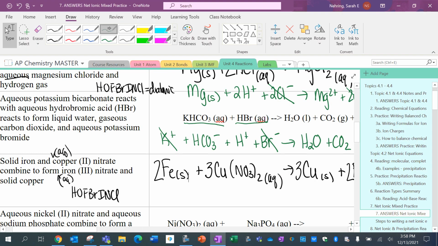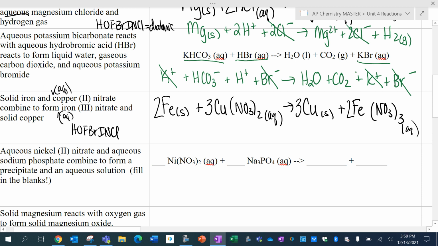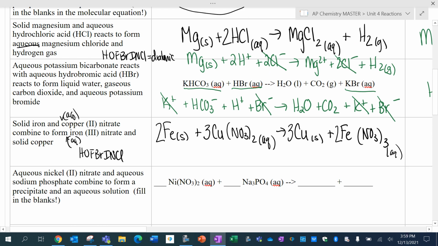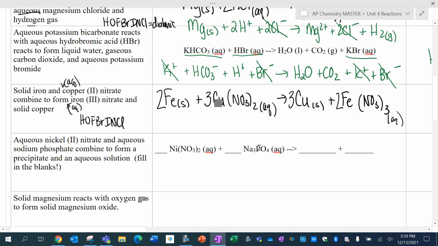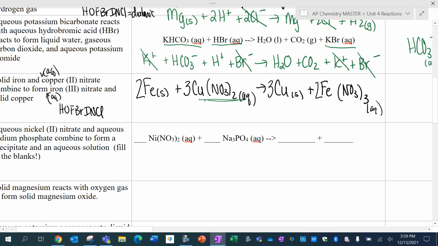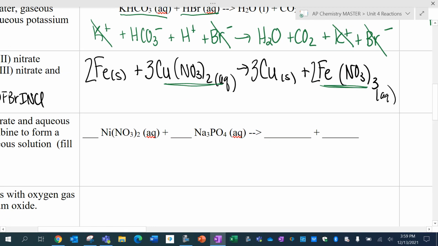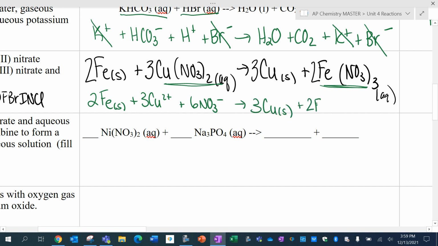Now let's go through and do the complete ionic. And remember, our rule is we're only going to ionize aqueous ionic compounds or aqueous acids. All right. So my only aqueous compounds are these ones right here, and they're both ionic. So I'm going to ionize these 2, but nothing else. All right, so that means I'm going to have 2 solid irons, and then 3 copper plus 2 ions, and then 6 nitrate ions.